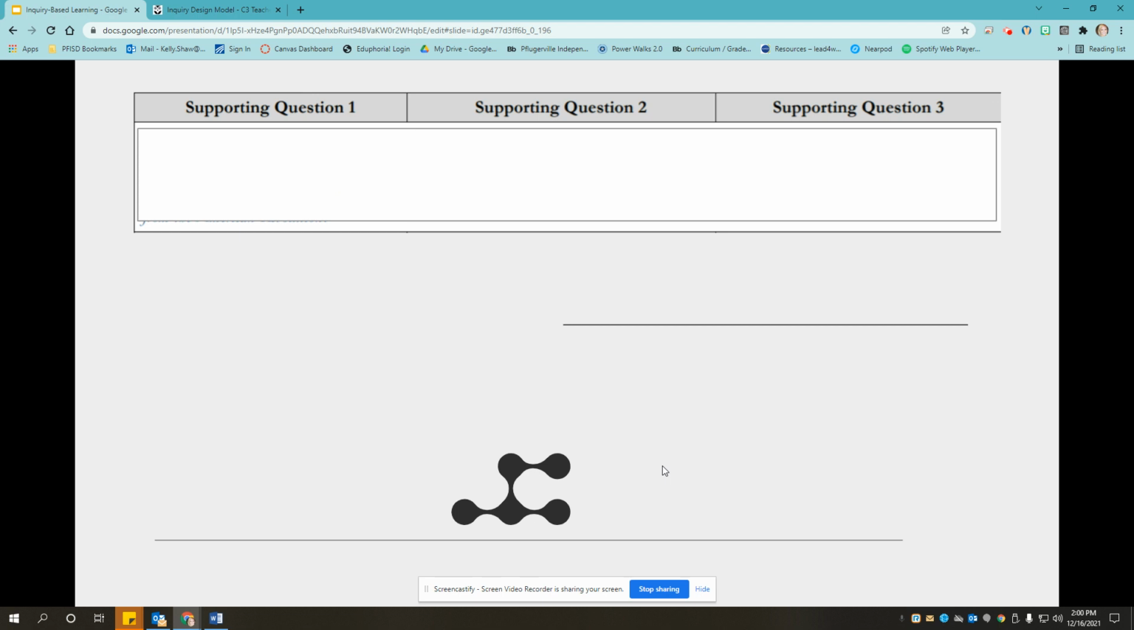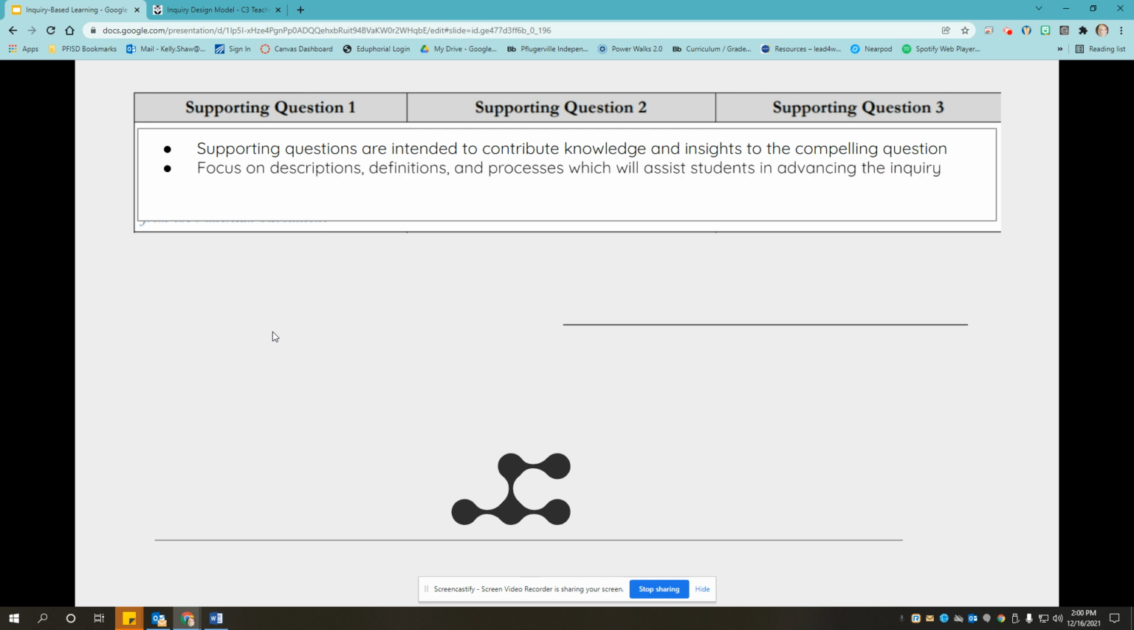The next part addresses dimension 2. It's applying disciplinary tools and concepts. And usually in this model, it's either 3 or 4 questions. So these are supporting questions that are intended to contribute knowledge and insights to the original compelling question. They focus on descriptions, definitions, and processes, which will assist students in advancing the inquiry.